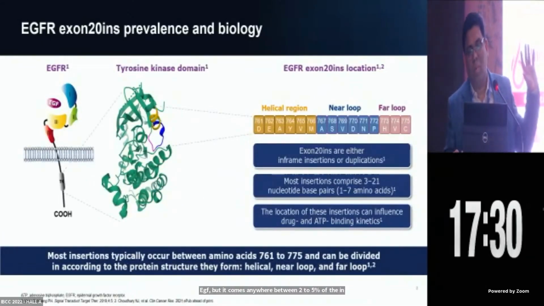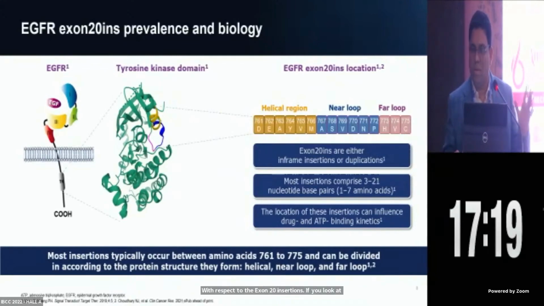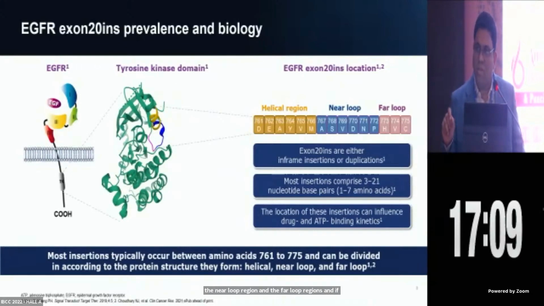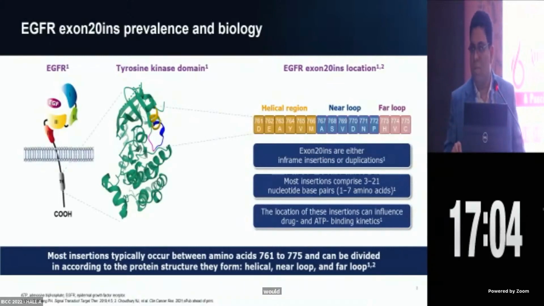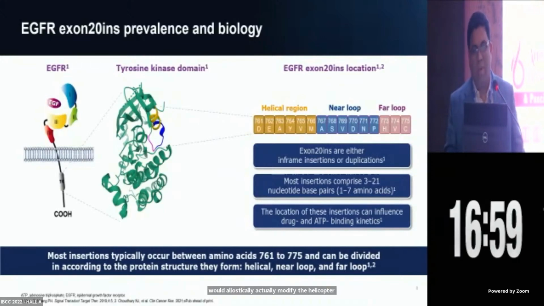This is a more detailed look at what happens with respect to exon 20 insertions. If you look at exon 20, there are three regions: the yellow color is the helical region, then the near loop region and the far loop region. Most of the insertions would allosterically modify the helical region, and a few of them do it at the near loop and far loop regions. Because of this allosteric conformation at this site, the continuous ATP kinetics gets locked in an active state.